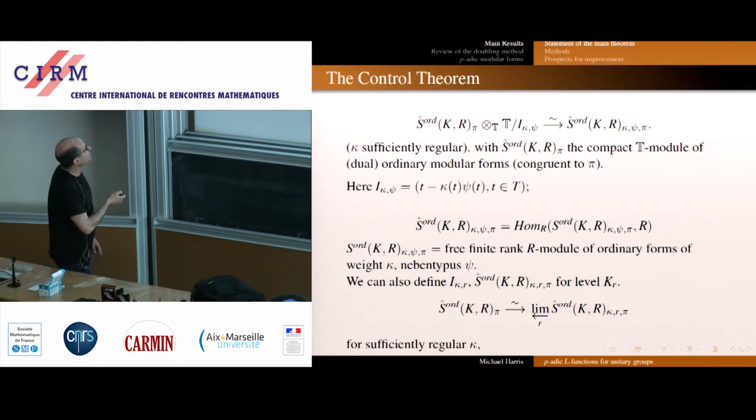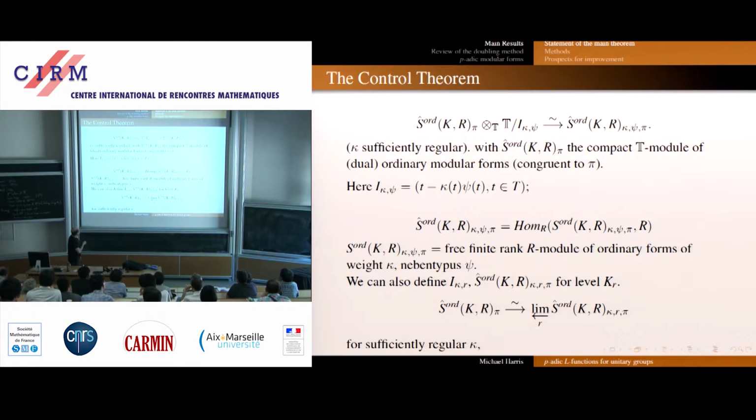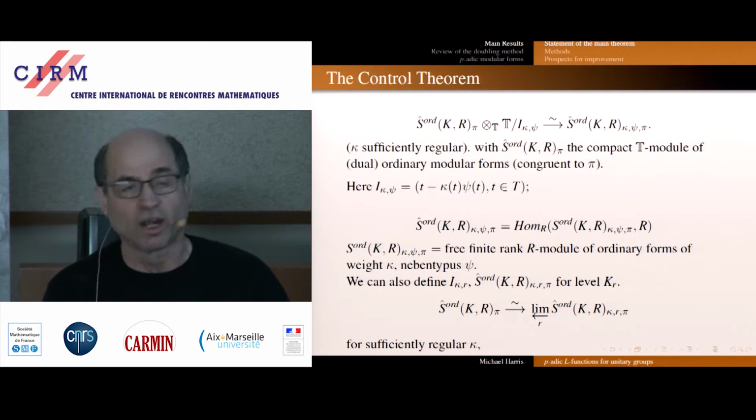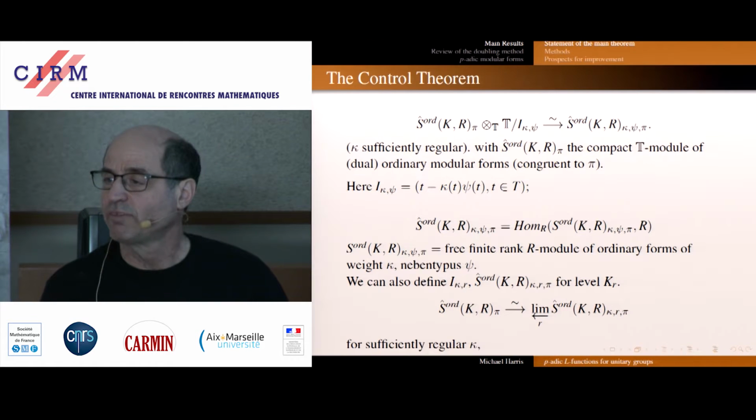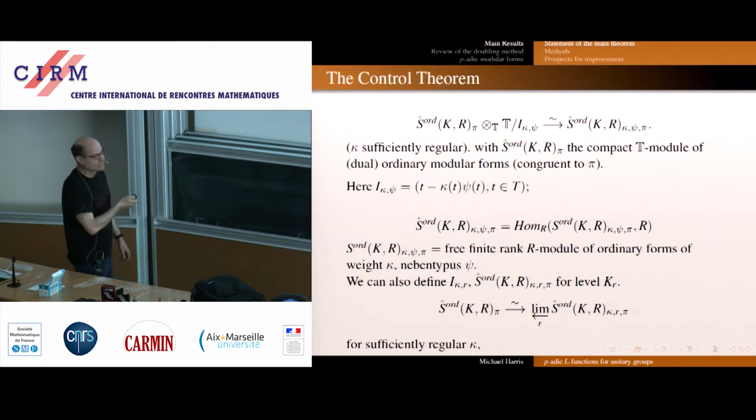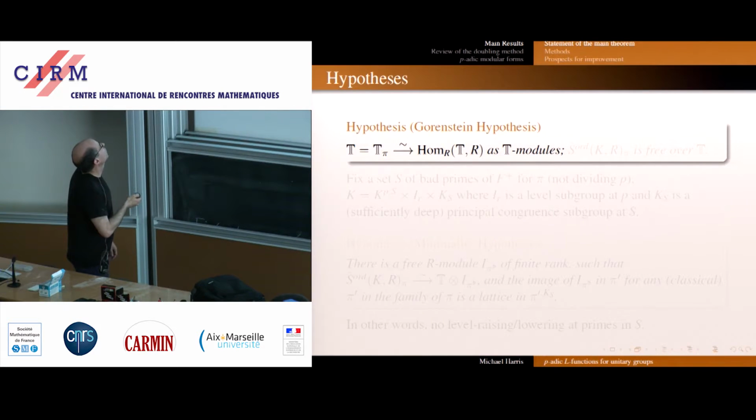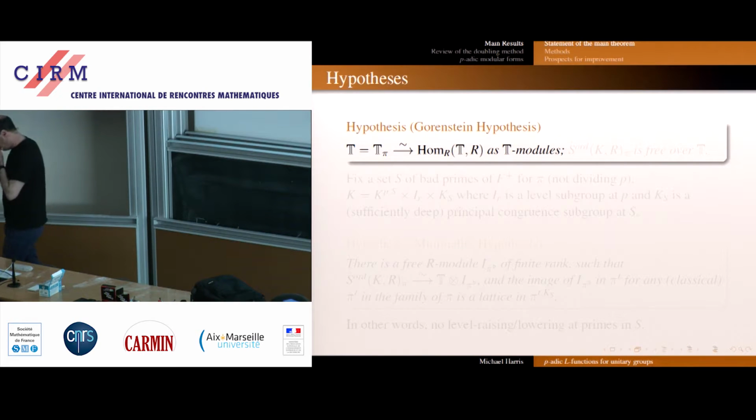And then this fact, which ought to be stated more clearly in the literature, but isn't, this T module is actually the inverse limit over R of these finite things for sufficiently regular kappa, which is completely consistent with Iwasawa theory. Okay, now some hypotheses.